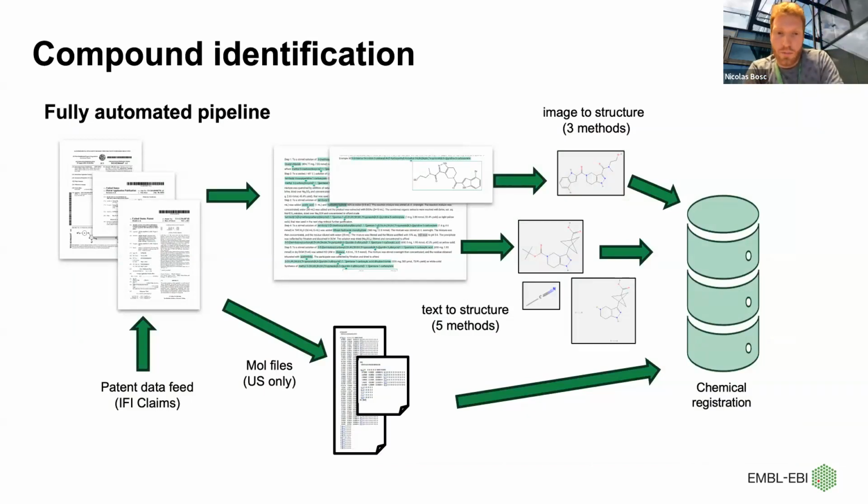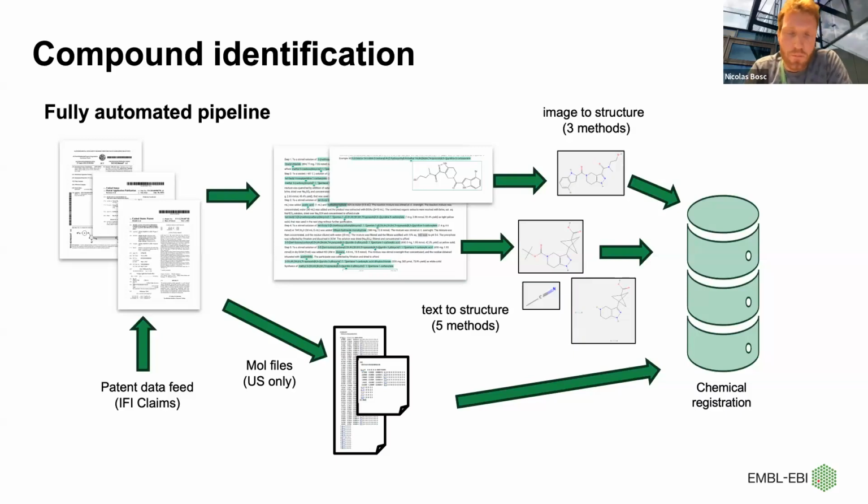So historically, SureChEMBL is a database of chemically annotated patents. So let's talk about chemical compound identification. This is a summary of the pipeline. It's a fully automated pipeline. We get access to the patent documents through our service provider, IFI Claims, and we get access to different files.